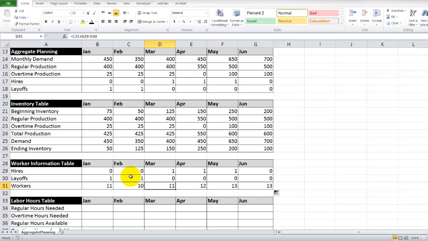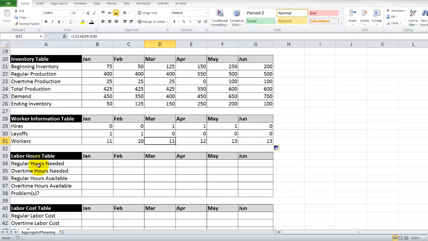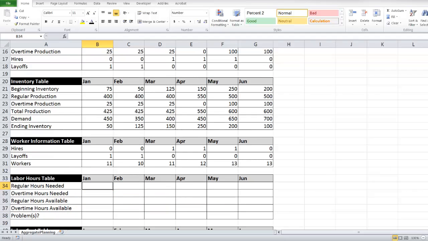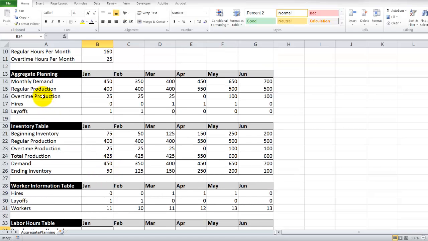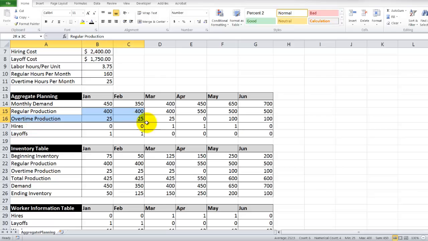Okay, next table we got to look at is the labor hour table. We have two categories here: regular hours needed and overtime hours needed, and then regular hours available and overtime hours available. I'll describe what I mean by problems in just a second. Okay, now we go down to the next table, the regular hours needed. And remember, our production plan is going to consist of a regular production and an overtime production plan. So we actually have two things that we're scheduling, essentially, we're planning for.